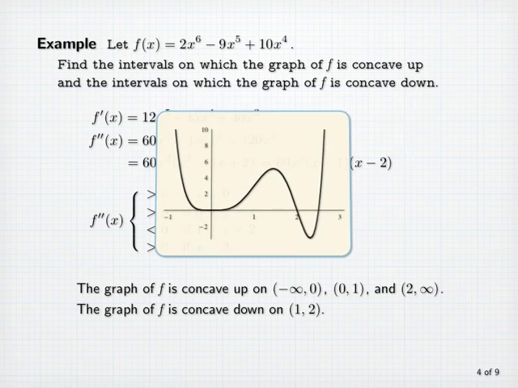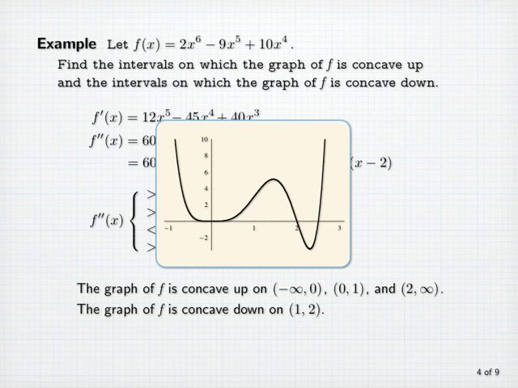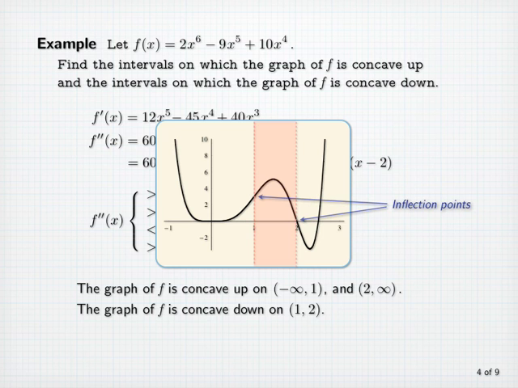Now let's have a look at the graph of this function. Notice that the graph is concave down between 1 and 2 and concave up everywhere else. In fact, we can combine the two intervals minus infinity to 0 and 0 to 1 and say that the graph of f is concave up on the interval from minus infinity to 1. The points on the graph where the concavity changes from up to down or down to up are called inflection points. In this graph, there are the points (1, 3) and (2, 0).